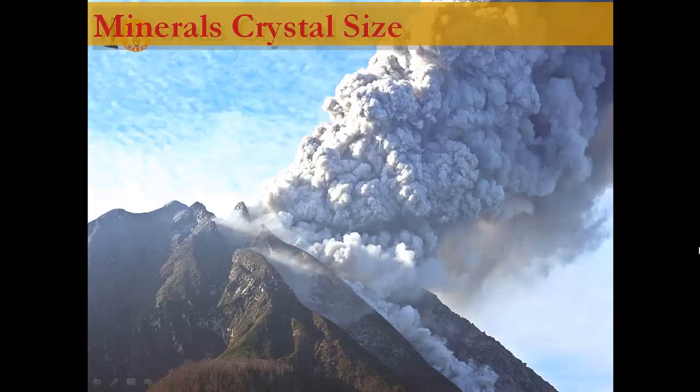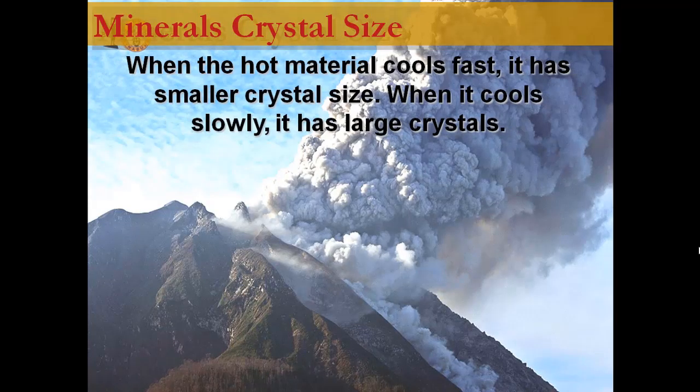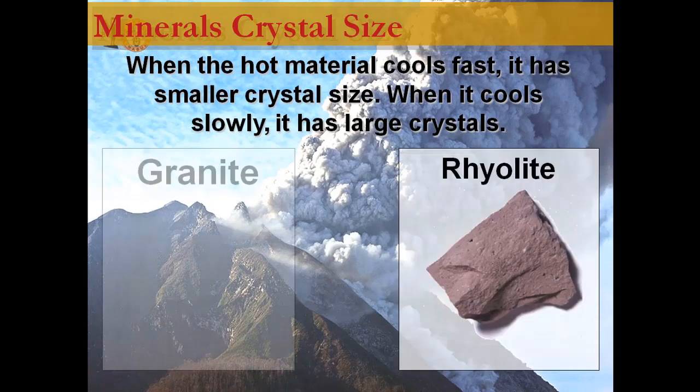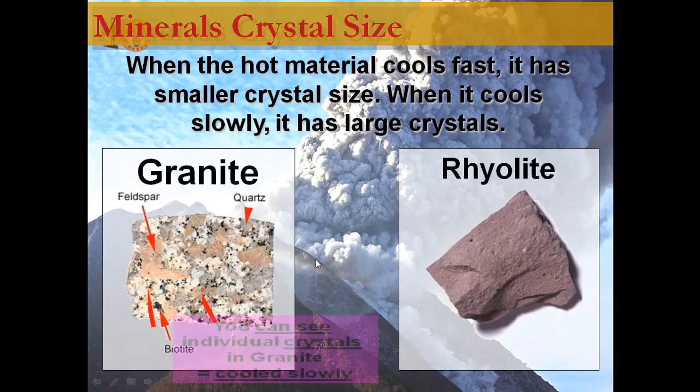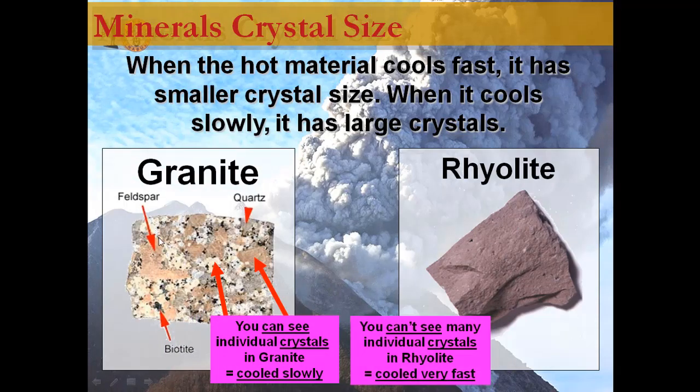Now we'll understand with the help of this example how mineral crystal size varies. When the hot material cools fast, it has smaller crystal size. When it cools slowly, it has a large crystal size. Examples: granite. As you can see in the granite, the common minerals are feldspar, quartz, and biotite. You can see the individual crystals are very prominent in granite. Due to slow cooling, the crystals grow bigger in size. They are also called coarse grain.